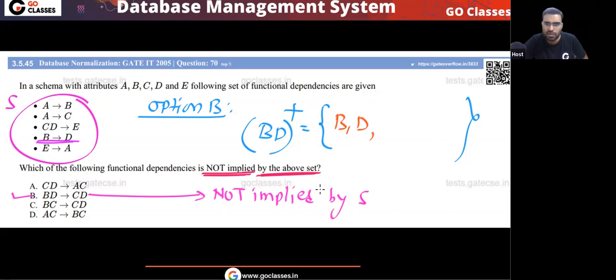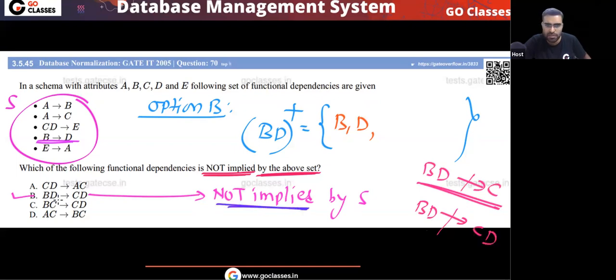You can easily notice BD cannot determine C. So I can say that BD cannot determine CD. So I can say this option B is not implied by S. And the question is asking not implied. So the answer will be option B.